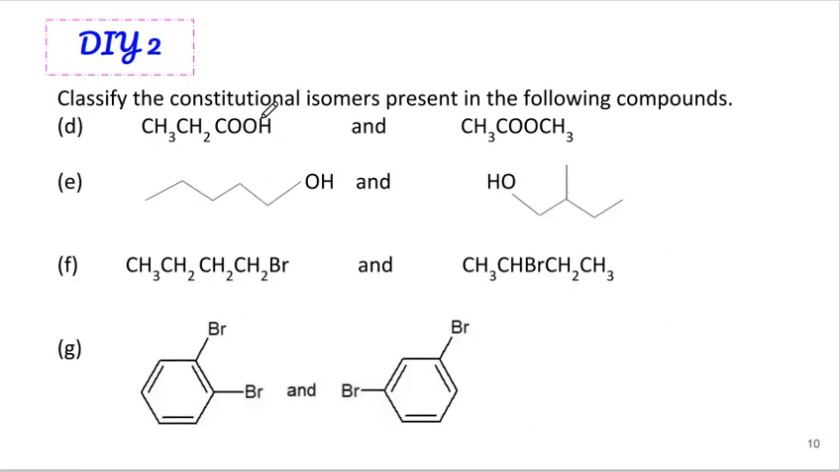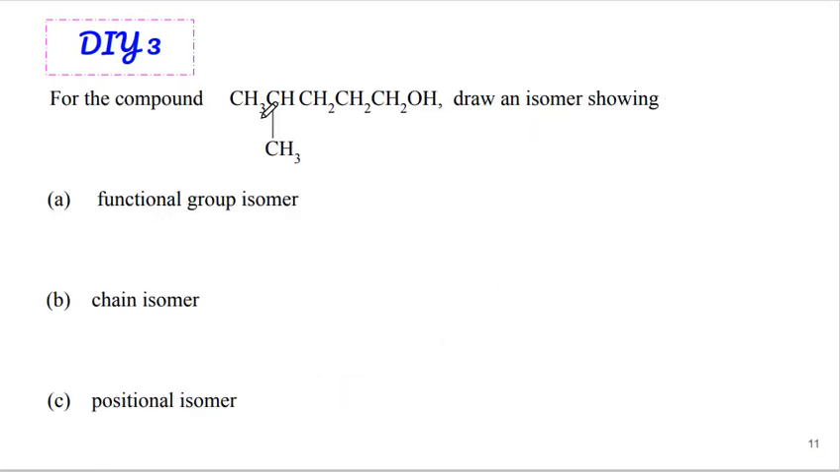Again, the second one is the same thing. They asked to classify the constitutional isomers present in the following compounds. Sometimes if we cannot see the isomers clearly, we can draw them in expanded form. And finally for DIY3, they give you a compound here. The class of compound is alcohol, and they asked to draw an isomer showing functional group isomer.